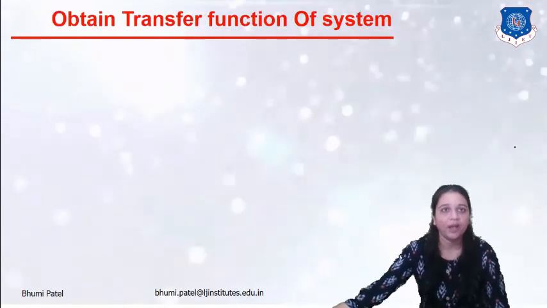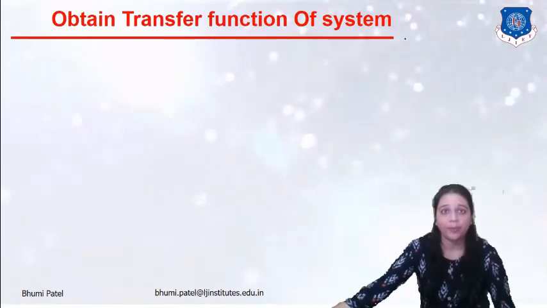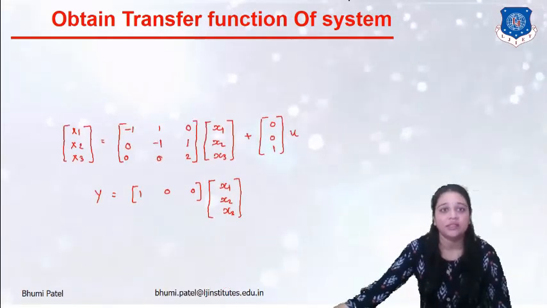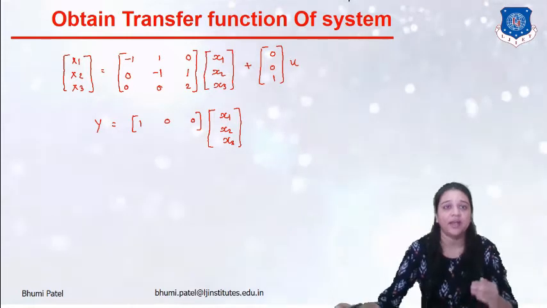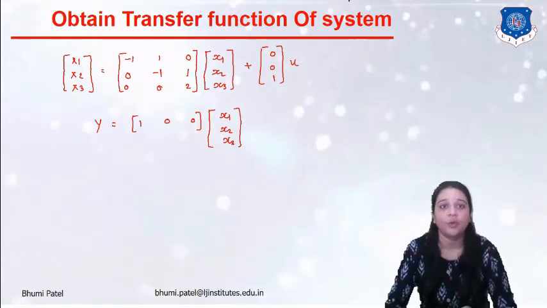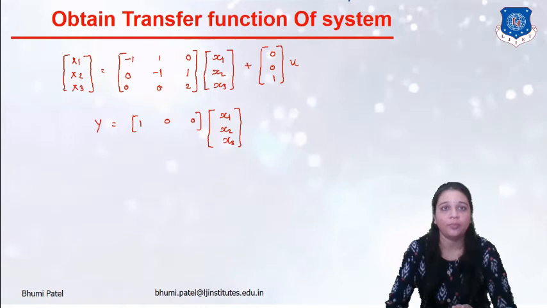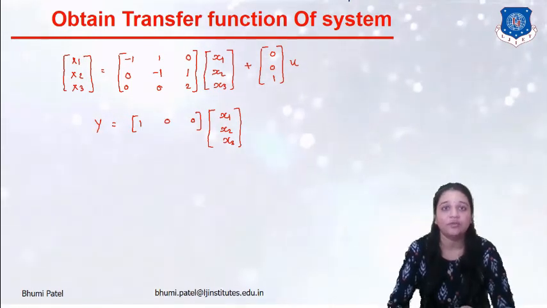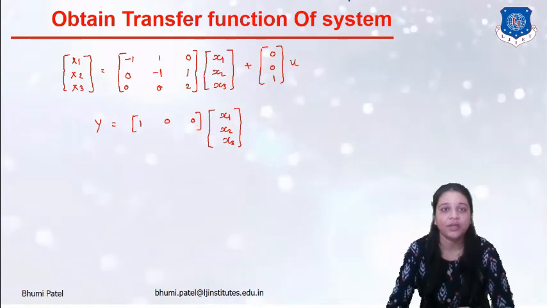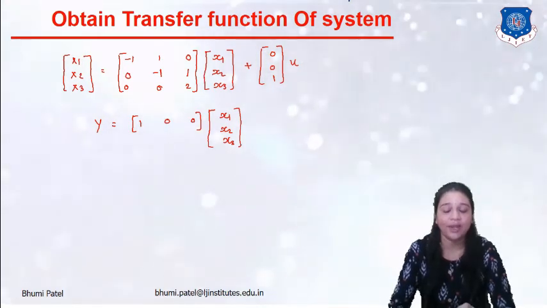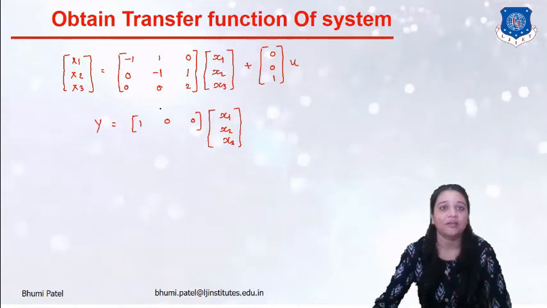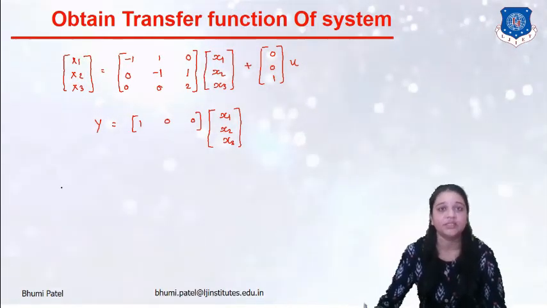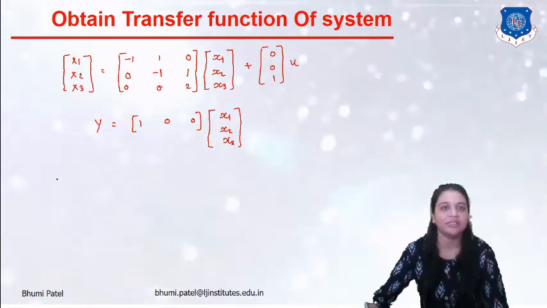Now the next one is to obtain the transfer function of this particular system, and the system equation is given: x1, x2, x3 dot is equal to [-1, 1, 0; 0, -1, 1; 0, 0, 2] times x1, x2, x3 plus [0, 0, 1] u, and y is equal to [1, 0, 0] times x1, x2, x3. So for this equation we first have to define what the A matrix, the B matrix, and the C matrix are.